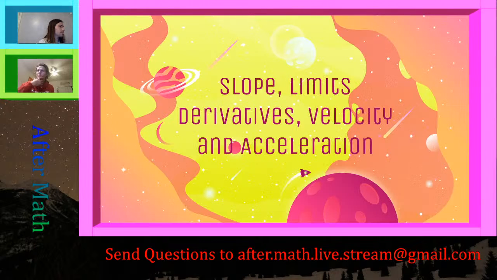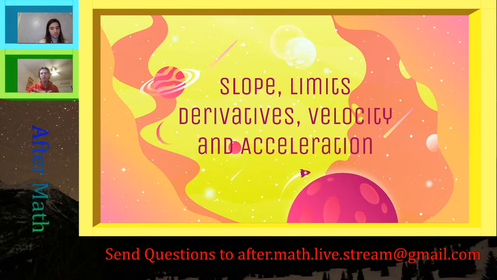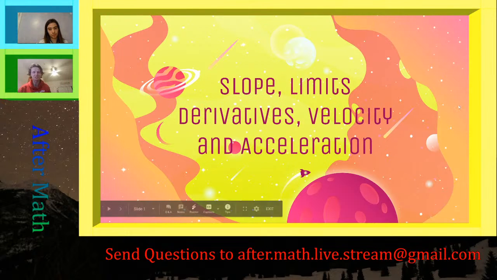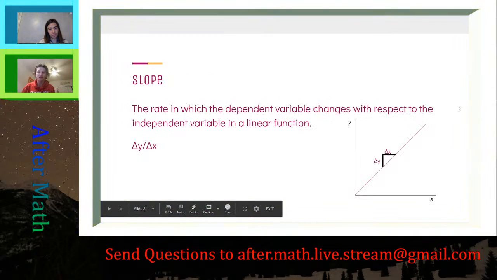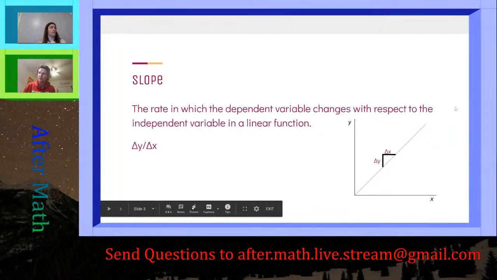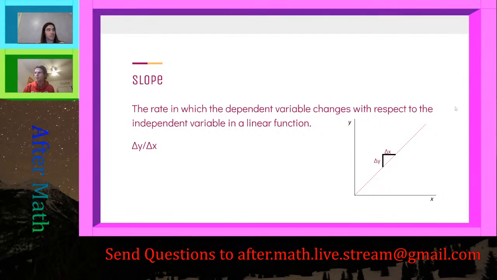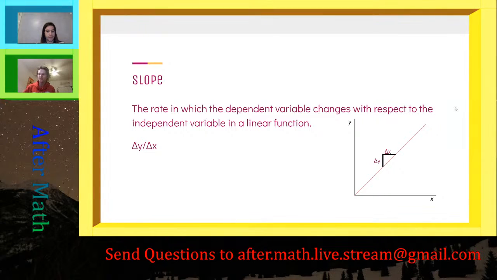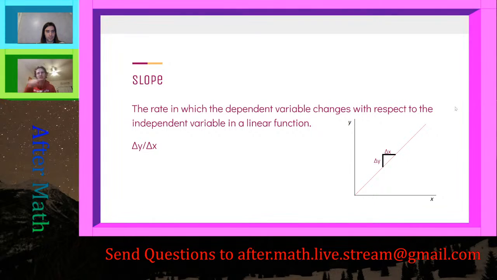Now we're going to move on to the slope. This is important for derivatives, and you'll see why in just a little bit. The slope is the rate at which the dependent variable changes compared to the independent variable, right? And oftentimes you'll hear slope as the rise over the run, the rise being the up and down change over the left and right change.